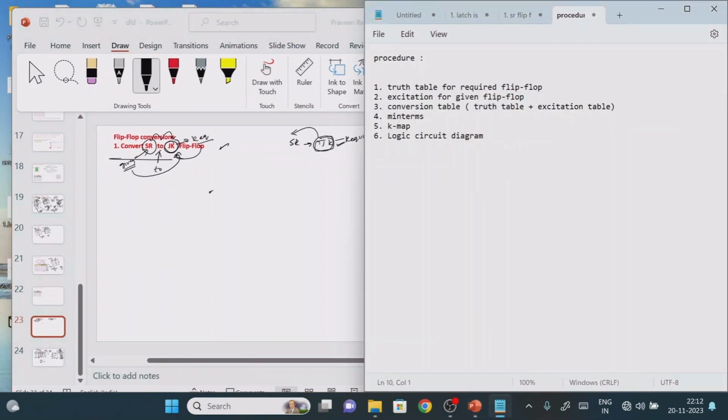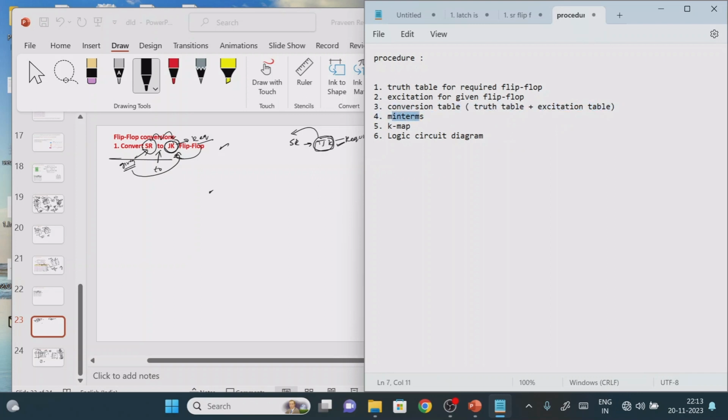So for the required flip flop we need to draw the truth table. It means that for the JK flip flop we need to draw the truth table, and with the help of the SR flip flop we need to draw the excitation table. Once that is done, the next step is to combine the truth table and the excitation table to form something called the conversion table.